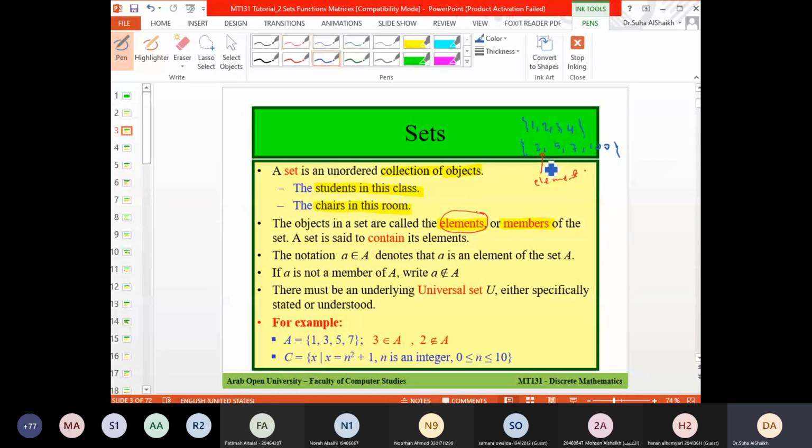Of course, we always refer to the set with capital letters. I can say I have the set A, capital. I have the set B, capital. Unlike when we talked about propositions, right? For propositions we used small letters p, q, r, and s. When we are talking about sets, I'm using capital letters: capital A, capital B, capital C, capital D, and so on.